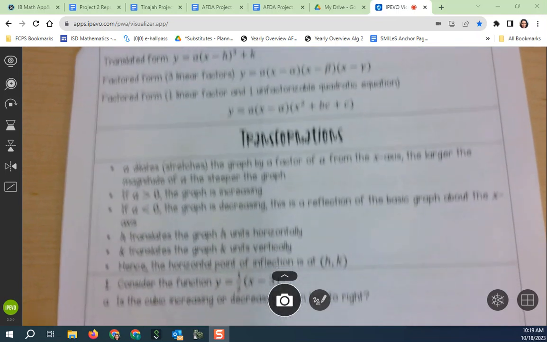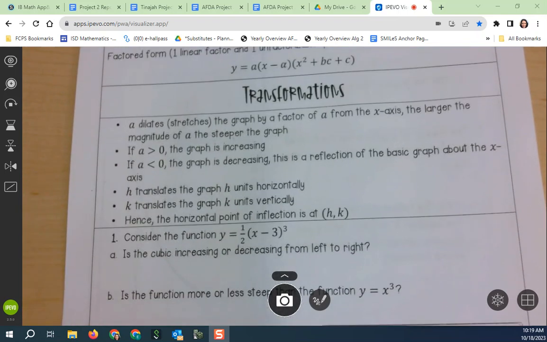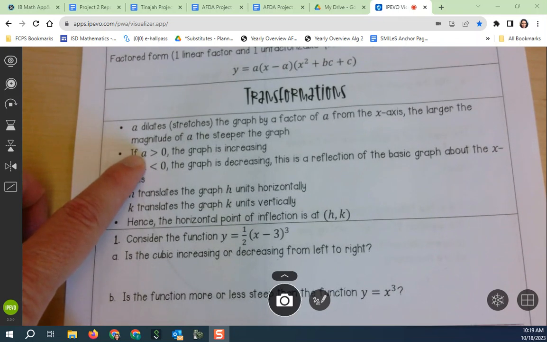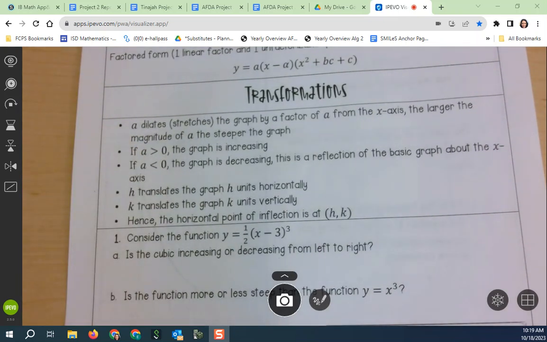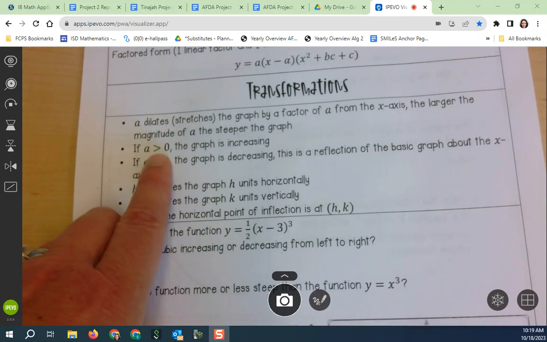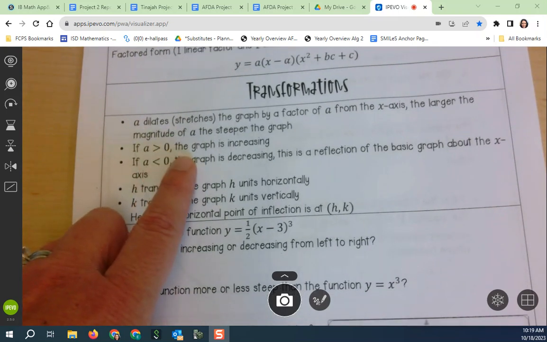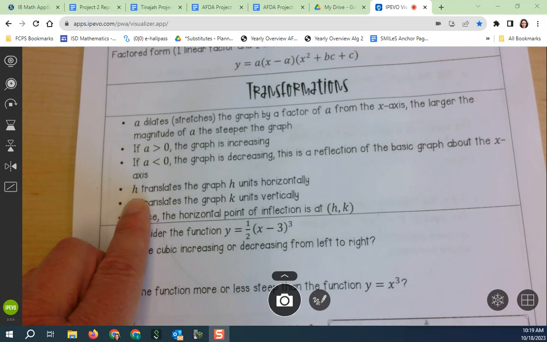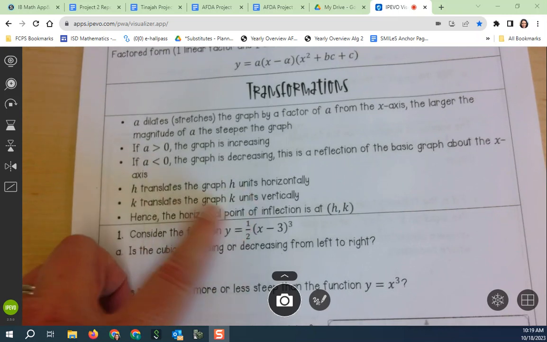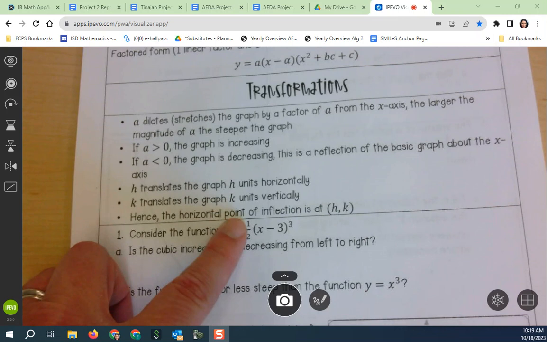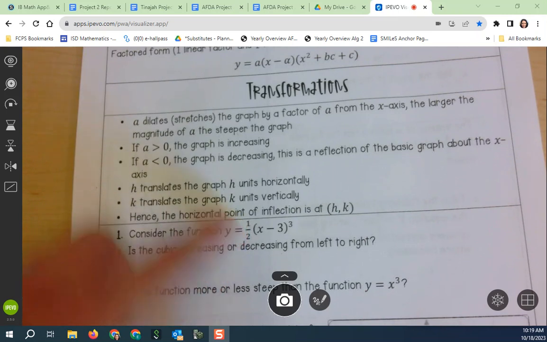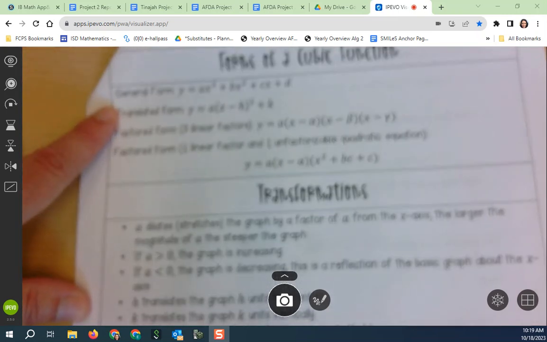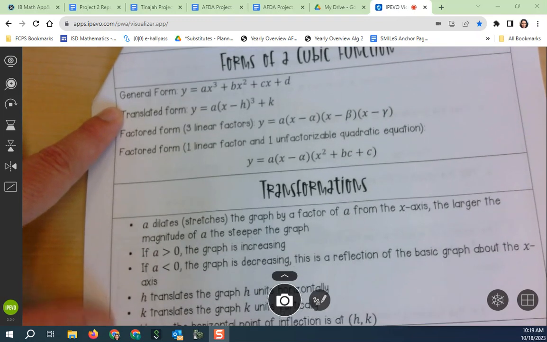The transformations are going to work just like the ones in the quadratic function. The a value in front can tell you if it's dilated and in which way. If a is greater than 0, the graph is increasing, and if a is less than 0, the graph is decreasing. H is going to translate you horizontally, k vertically, and there'll be a point of inflection at (h, k) if it's written in the translated form.